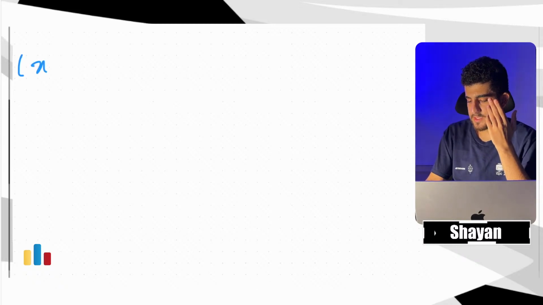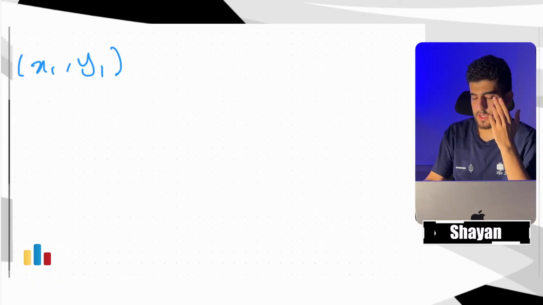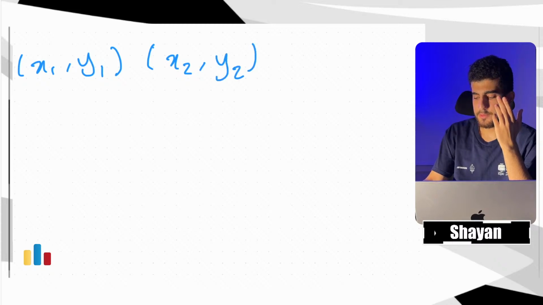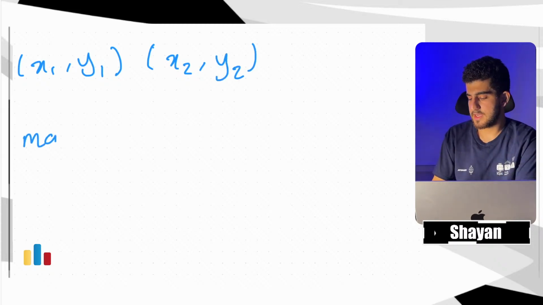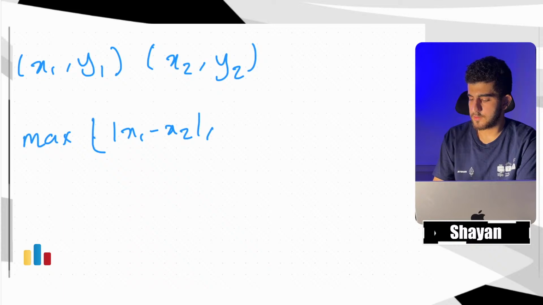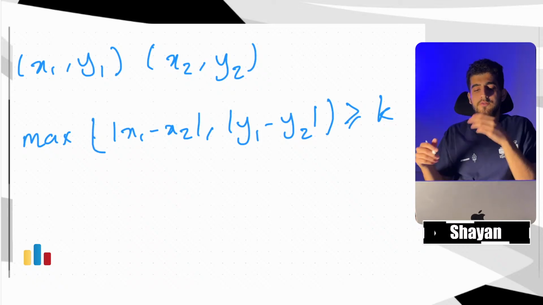It says that if (x1, y1) and (x2, y2) have the same color, the maximum of the absolute value of x1 minus x2 and y1 minus y2 must be at least k. Okay, what does it mean?